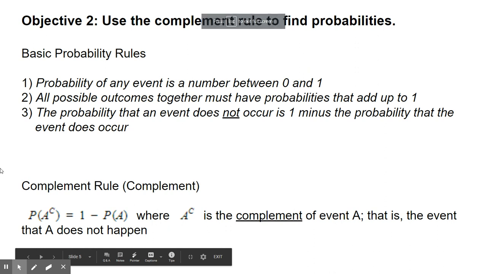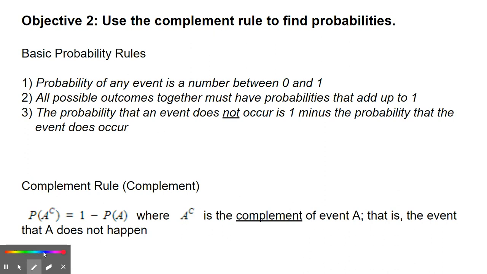All right, so more into these rules. So again, there are three basic probability rules. The first one is it has to be a number between 0 and 1. We talked about that last section, right? So it's going to be a decimal between 0 and 1 or a fraction. Okay. Next, all possible outcomes together must have probabilities that add up to 1.